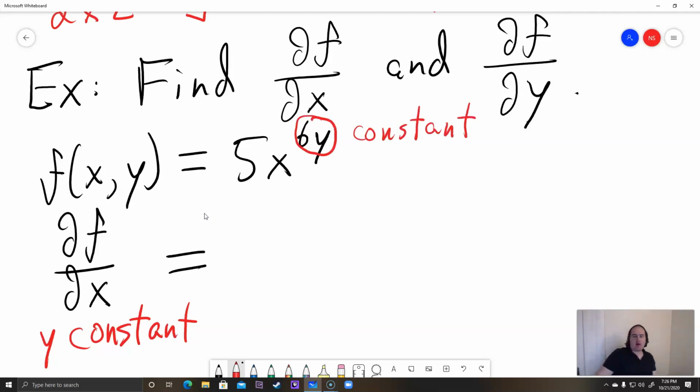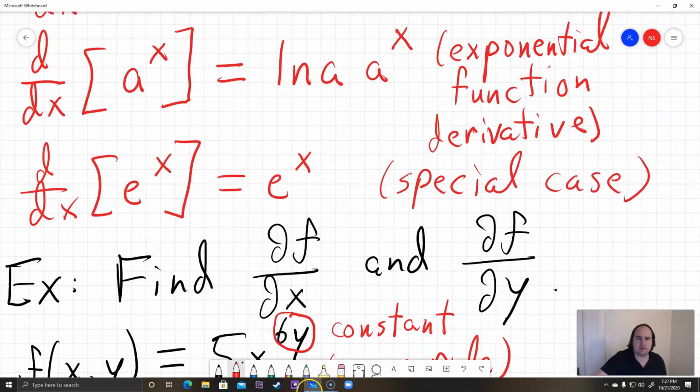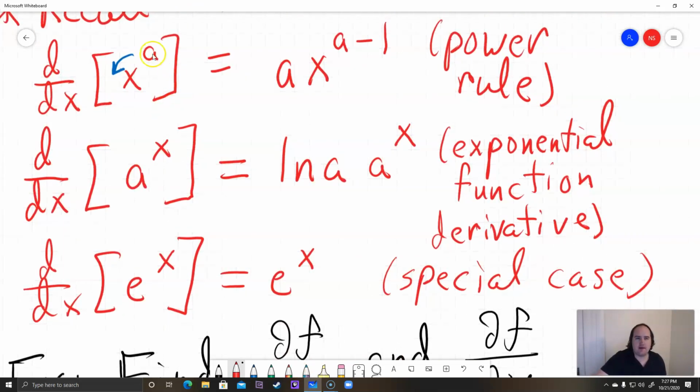Since the power is constant, but the base is a variable, this is a power function. So we use the power rule. How do I know we're using the power rule? Well, I said use the power rule if the exponent is a constant. So looking here, the exponent is a constant, you use the power rule, which means you bring it out front and you decrease it by 1.